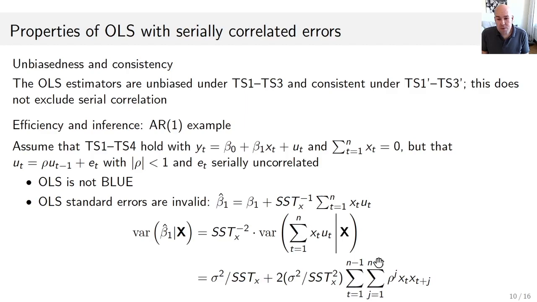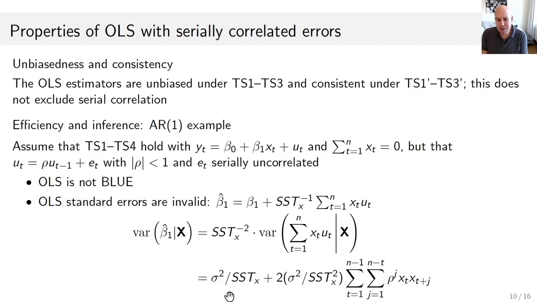So then actually, this whole business is going to be equal to 0. So you see already here that as soon as rho is not equal to 0, we're getting a different formula for the variance of our estimator of beta 1 given x. Now, let's think about this for the moment. Suppose we use the usual estimator for the variance. So then we're just going to calculate this part here.